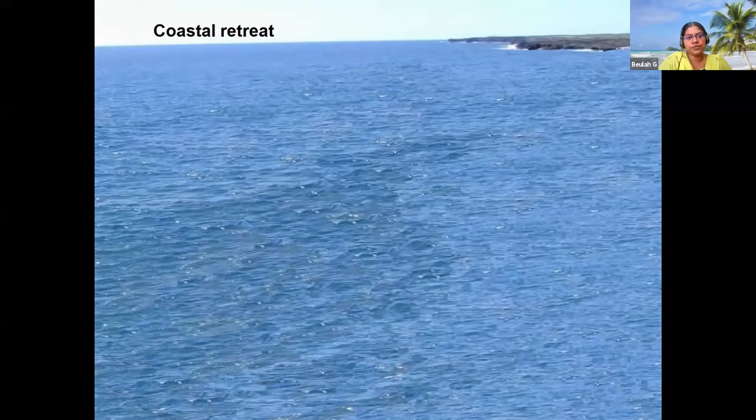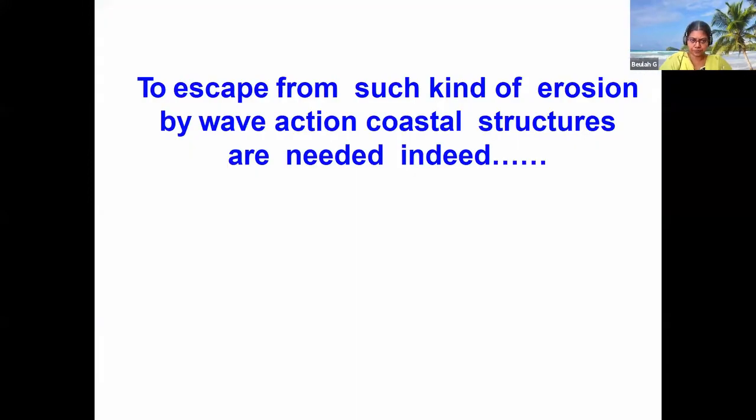The coastal retreat is formed. So you don't have a trace of how this rock was there. There was a cliff, and the cliff has disappeared from this position. So to escape from such erosion by wave action, coastal structures are needed.